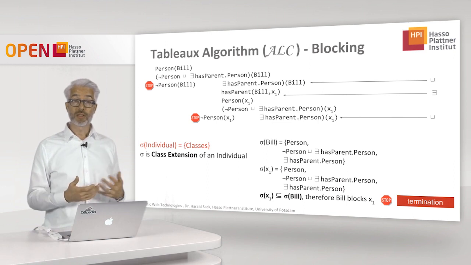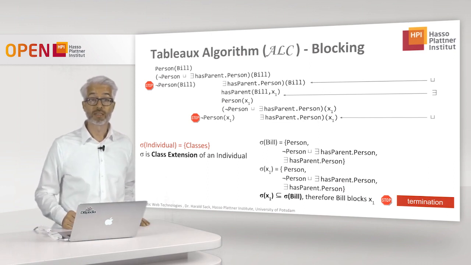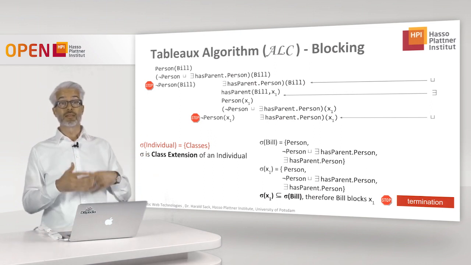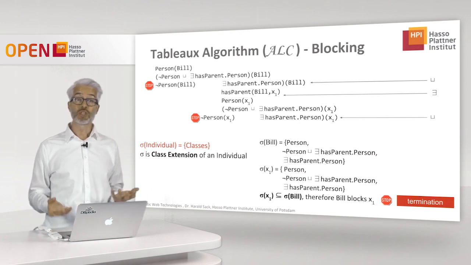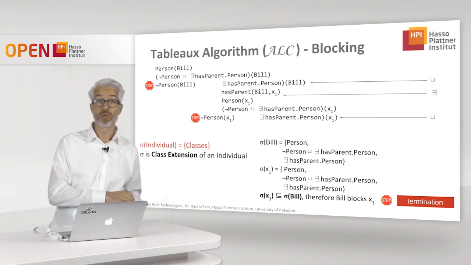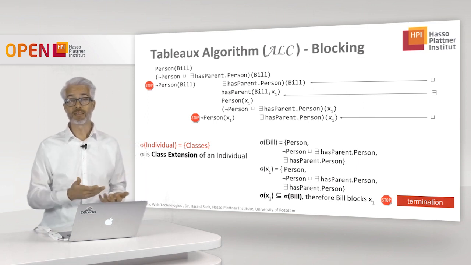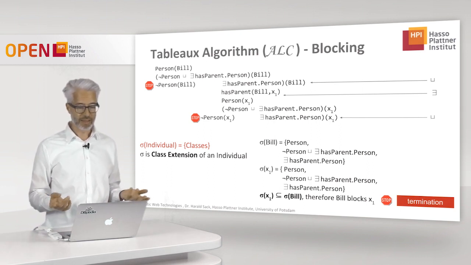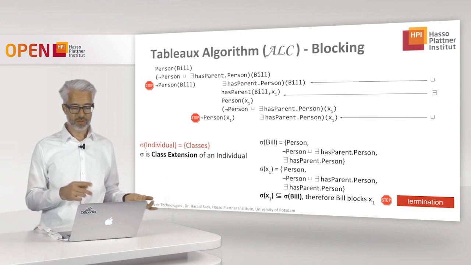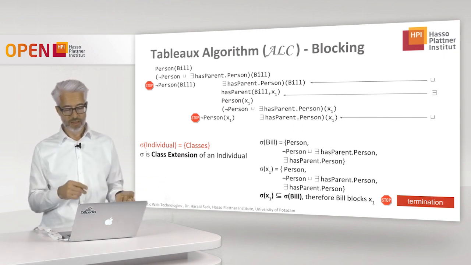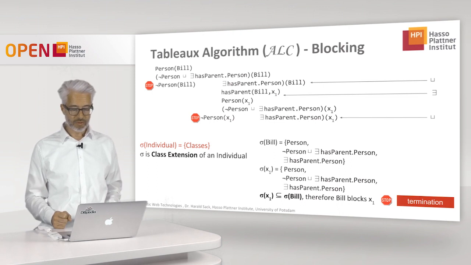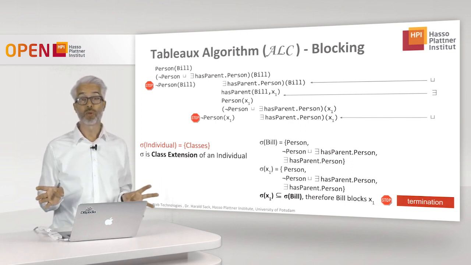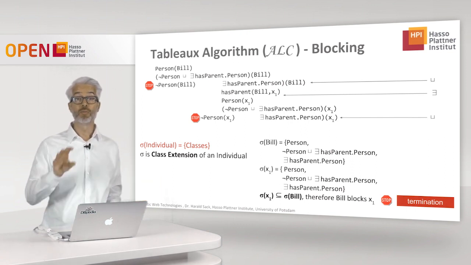We are using for that the so-called class extension function for an individual, and this is the function sigma. This function sigma simply enumerates all classes of which the individual it is applied on is a member. So for example, sigma of Bill is all the classes from the tableau you see up there where Bill is a member, and this of course is the class person. It's also then the more complex class, not person, or, and there exists somebody whose parent is a person, and of course the other one, there exists somebody whose parent has a person. So these are the three class expressions for which we had instantiations for Bill.